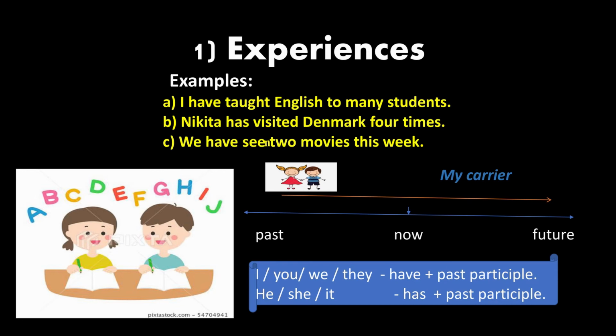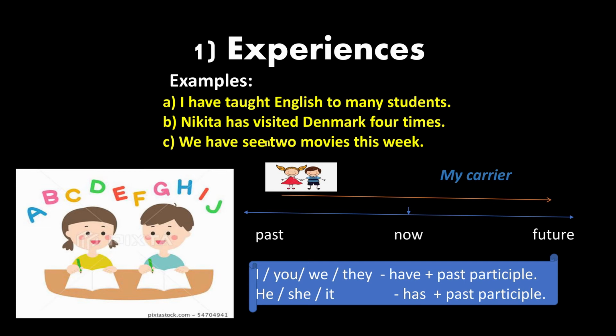The present perfect tense has 2 main uses. So these sentences show the first use, that is to talk about experiences. First sentence is about my experience in my teaching career. Of course, I am still a teacher, so my career is not finished, it's continuing. Similarly, Nikita has visited Denmark 4 times. So the time period here is Nikita's life, which is still ongoing. And in the third sentence, the time period is this week.